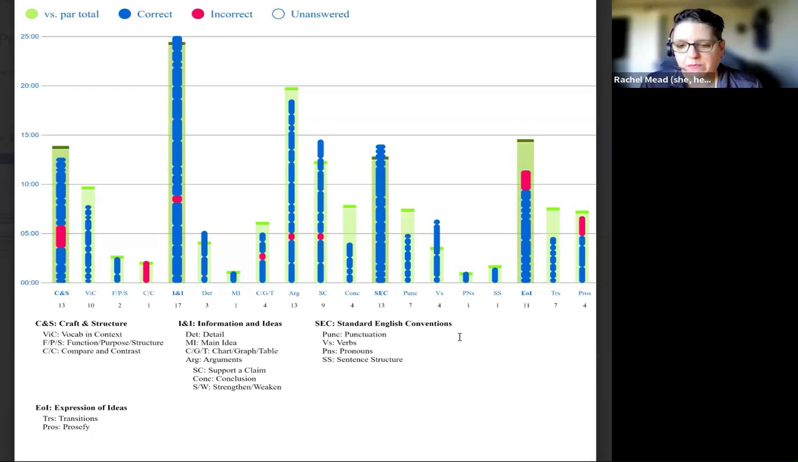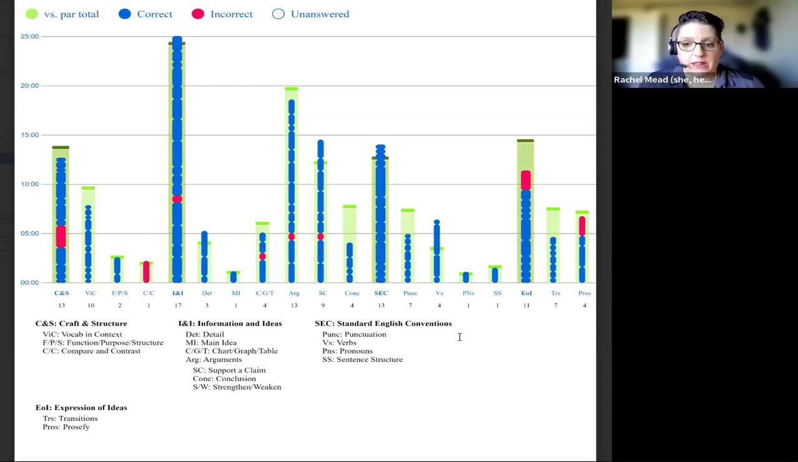I'm now going to move into my writing questions, and I start with my standard English conventions. These are your grammar based questions. And we can see that the student needed extra time in order to complete these questions. It wasn't within their punctuation, but it was within their verbs. Their one pronoun question, they spent right on time with. And then their sentence structure was also just a little bit below.